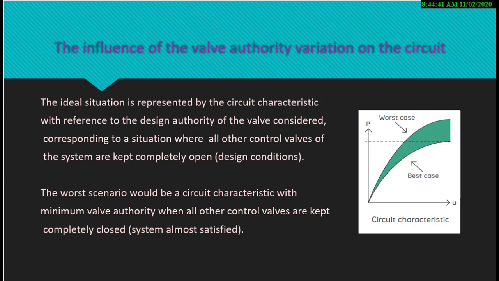The ideal situation is represented by the circuit characteristic with reference to the design authority of the valve, corresponding to a situation where all control valves of the system are kept completely open. So this is the best case. The worst scenario would be a circuit characteristic with minimum valve authority when all other control valves are kept completely closed. Here is the worst, less authority, that means worst case.